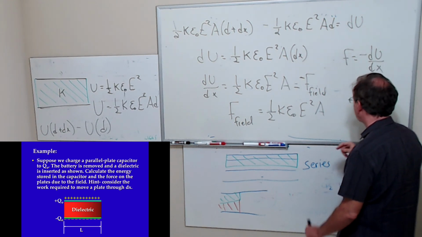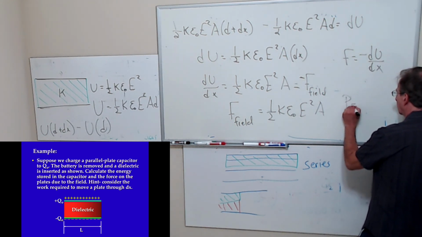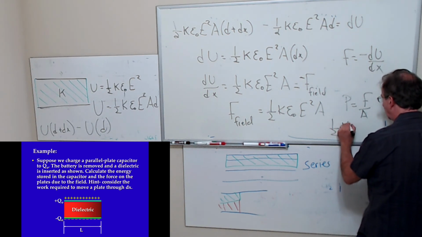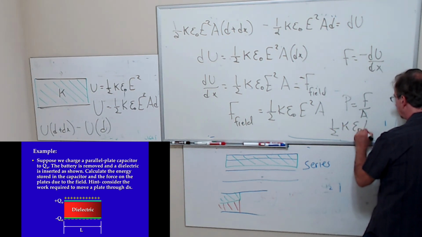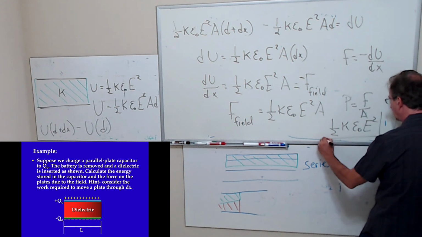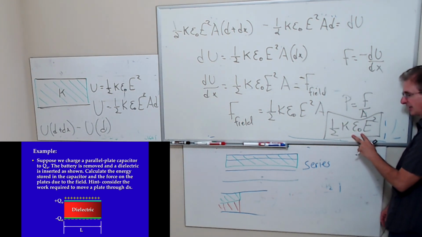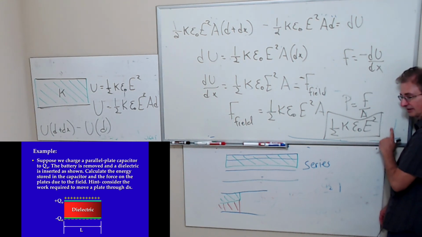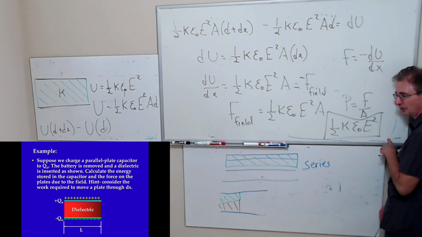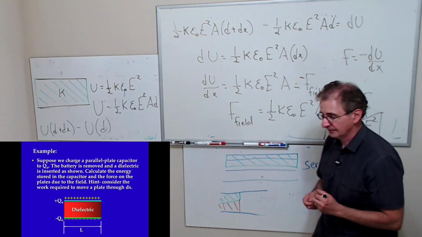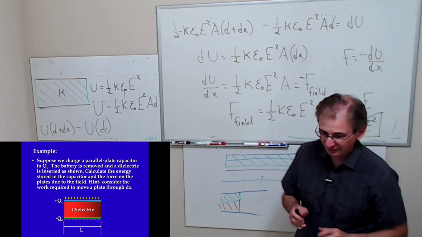And in fact, if I take the force per unit area, the pressure, that's going to be 1/2 kappa epsilon naught E squared. Notice the relationship between the pressure and the energy density. When you talk about electric fields, there's a nice relationship between pressure and energy density.